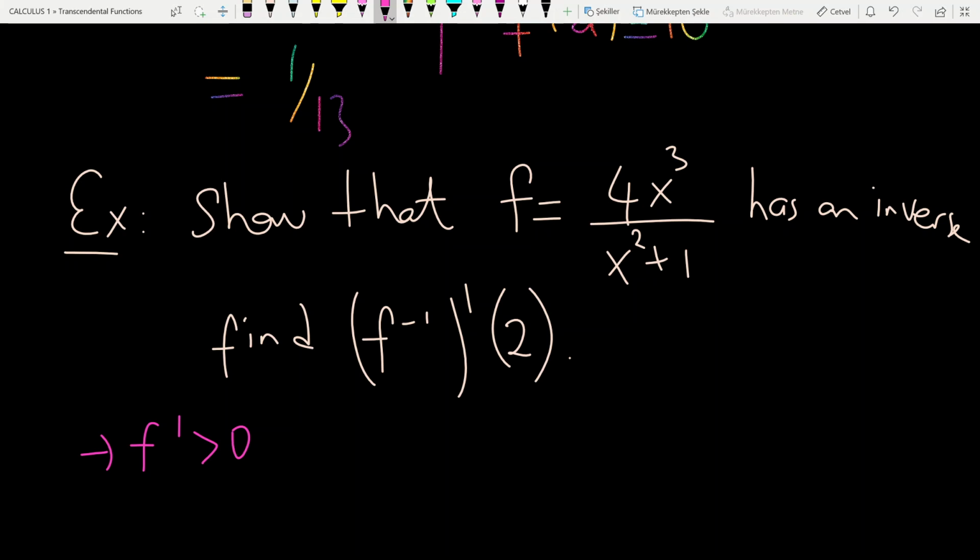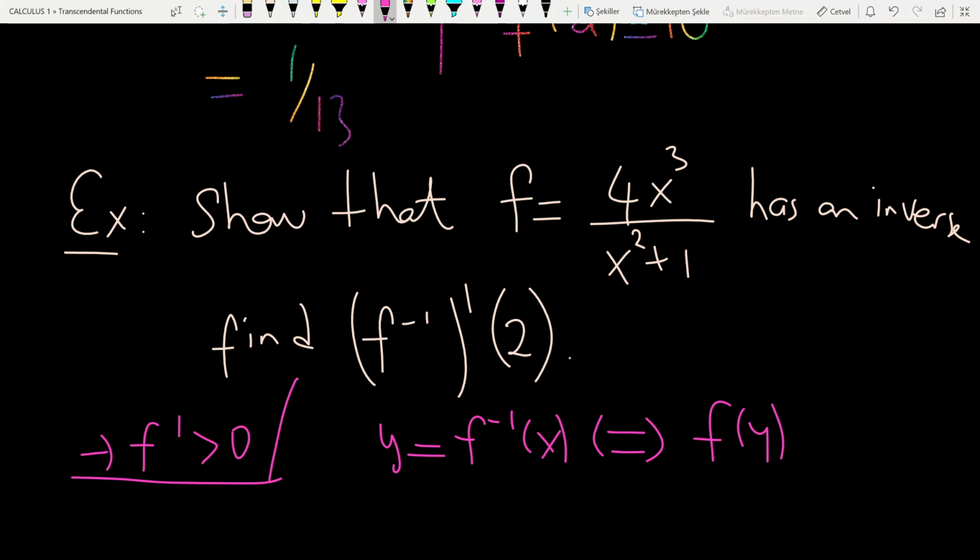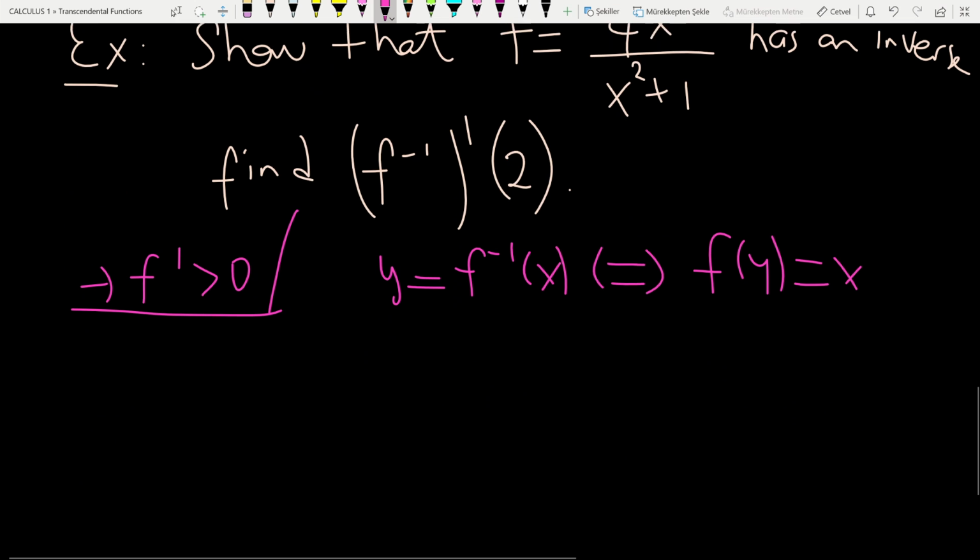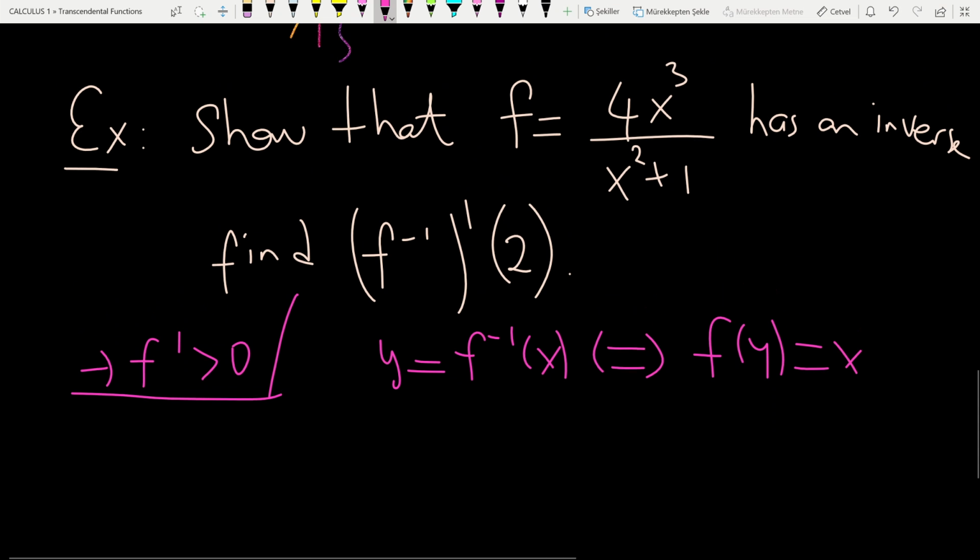What about the second part? For the second part, we again use the same identity. You give a name to the inverse. Let's say f inverse is equal to y. You take f of each side. F of y in this case is equal to x. Then you write f of y here. What was f? F was 4x cubed over x squared plus 1, so 4y cubed over y squared plus 1 is equal to x.